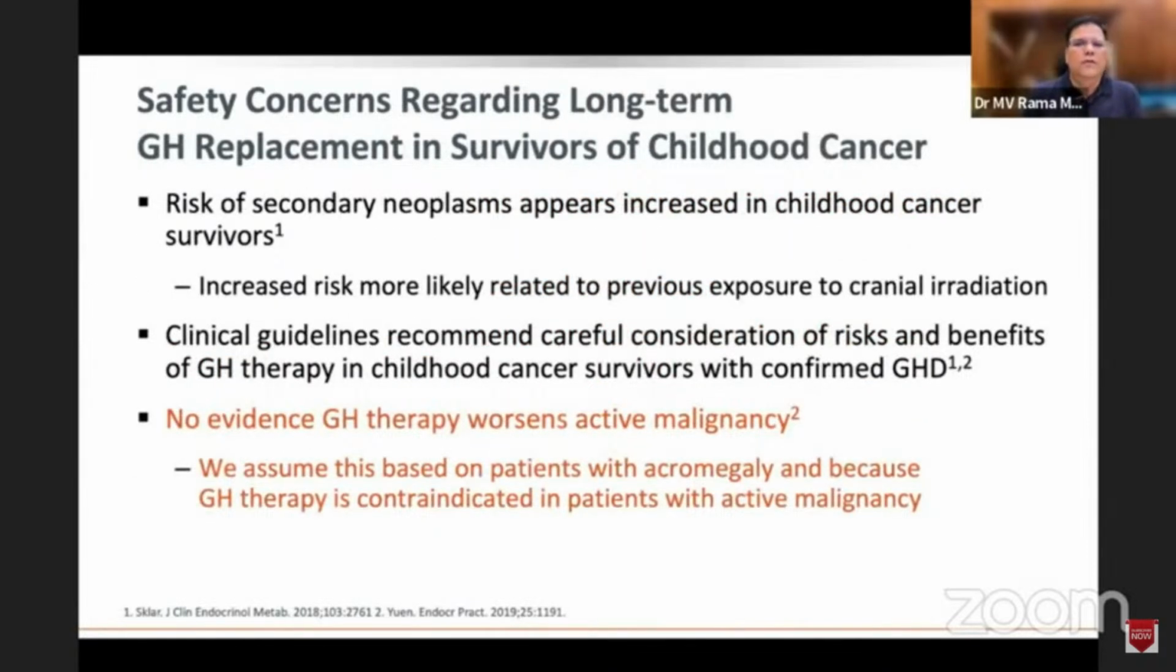So what about growth hormone replacement in survivors of childhood cancer? The risk of secondary neoplasms appears increased in childhood cancer survivors, but there is no evidence of growth hormone therapy worsening any active malignancy. So we assume that this is based on patients with acromegaly, because growth hormone therapy is contraindicated in patients with active malignancy. And you have to be very careful in considering the risk and benefit of growth hormone therapy in childhood cancer survivors with confirmed growth hormone deficiency.